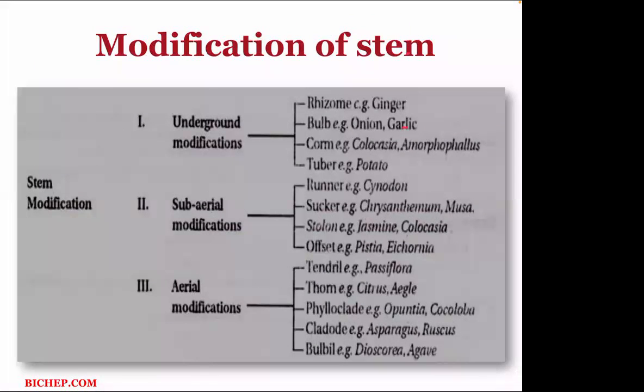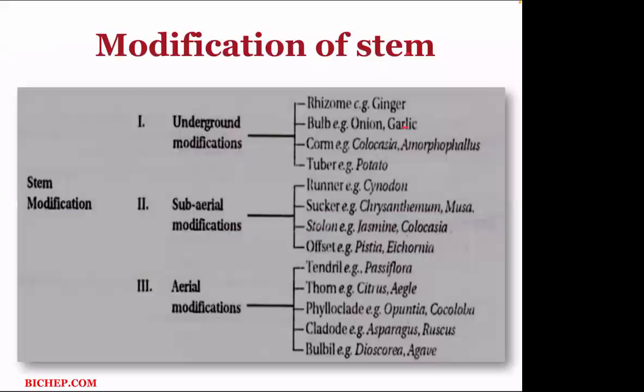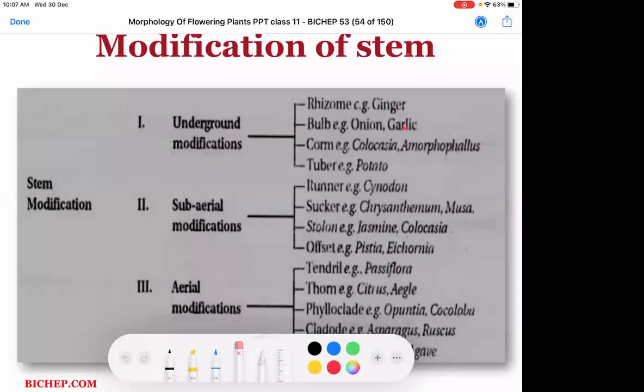There is no issue about that. Ready? Okay sir, fine. So there are three types of modification: first one is the underground, second one is subaerial, third one is aerial. Now, the basic difference between all of them is clear to you, as you have said. Then also let me clarify it to you, ready, so that we can go ahead clearly or distinctly. Fine.